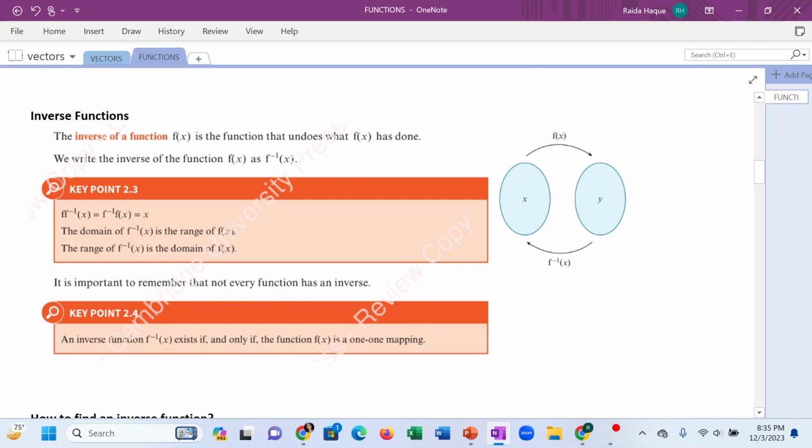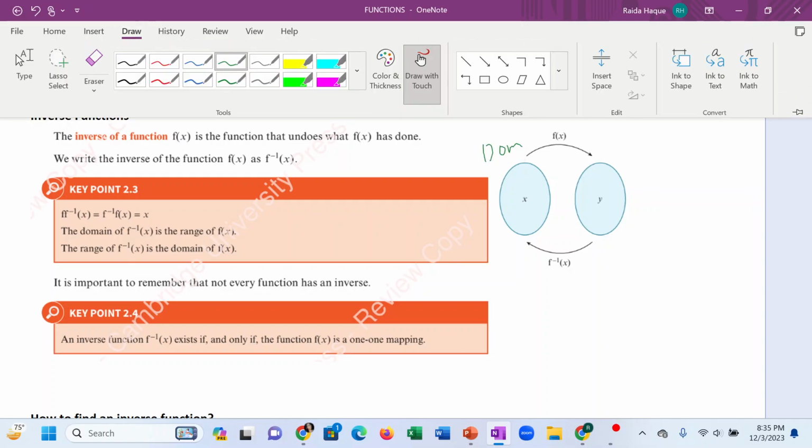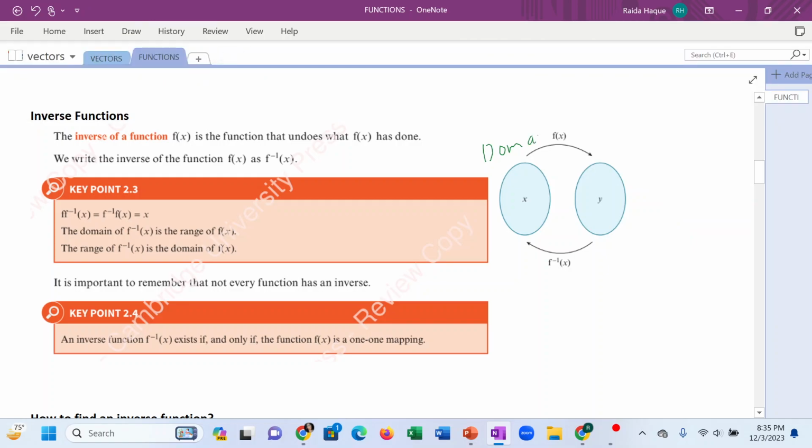the domain of f(x) is actually the range of f inverse x, and the range of f(x) is actually the domain of f inverse x. So what does that mean?